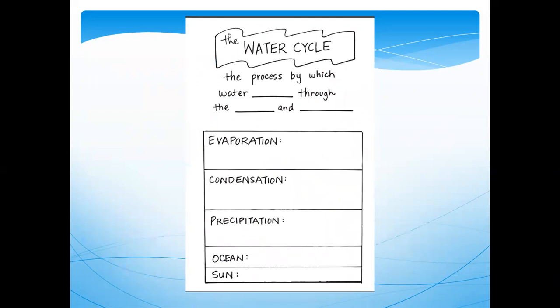So the water cycle is the process by which water moves through the earth and the atmosphere. So you already have talked about how there is water vapor in our atmosphere. We're also going to talk today about how the water is moving both on the surface of the earth and just beneath the surface in our soil and in the groundwater.